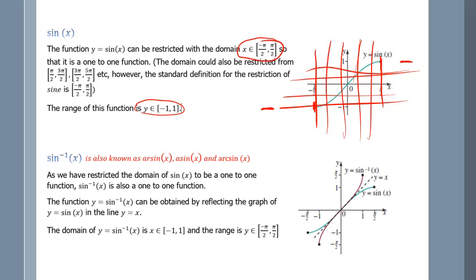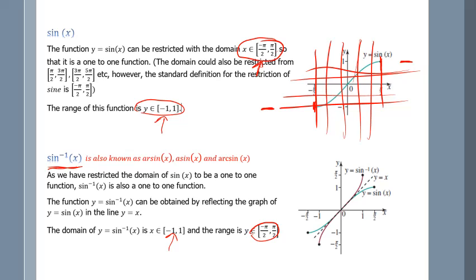When we look for our inverse function, we know that when we have an inverse function, our domains and our ranges swap. So, up here we can see that our domain was negative pi on 2 to pi on 2. That becomes our range for the inverse function. And we can see here that our range for the original function becomes the domain for the inverse function.